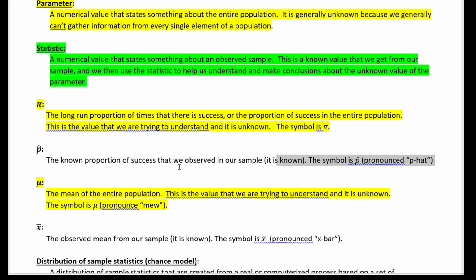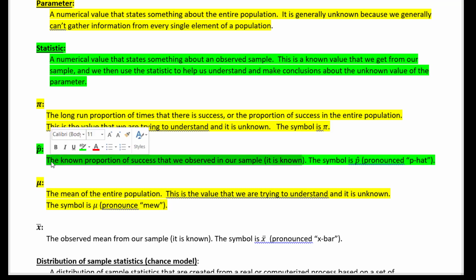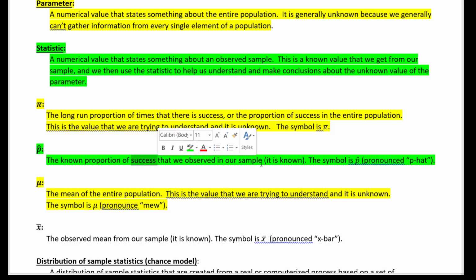There are two statistics we're going to focus on in this class. One of them is p-hat. Notice how that looks. It looks like a little p with a little hat on top of it. P-hat is the known proportion of success that we observed in our sample. And again, it's pronounced p-hat. So this is the one that we're actually focused on in this example. In our example with the die, we observed our die was rolled 60 times, and we observed it roll a 5, 14 times out of 60. So the known proportion of times that we saw it roll a 5 in our sample was 14 out of 60. So p-hat is 14 out of 60.